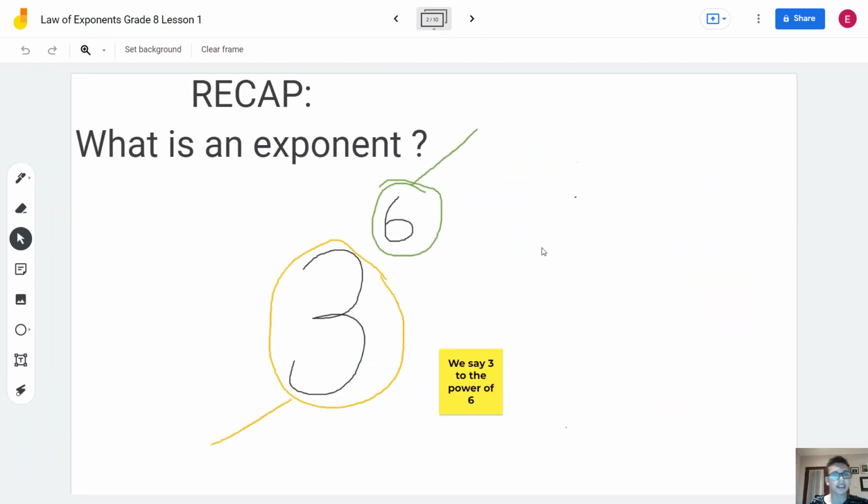So, firstly, we're going to start with a recap. What is actually an exponent? Well, if we have a number, for example, 3 to the power 6, then we would say that the 3, which is what you normally would have as a number, is called your base, and the number at the top you call an exponent. And you usually say 3 to the power of 6.